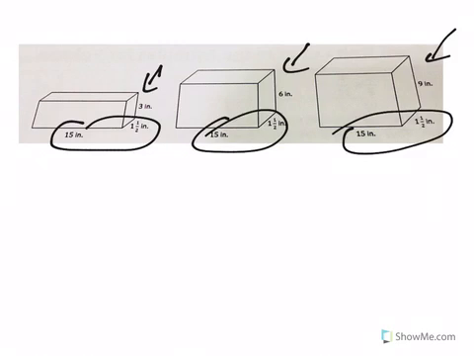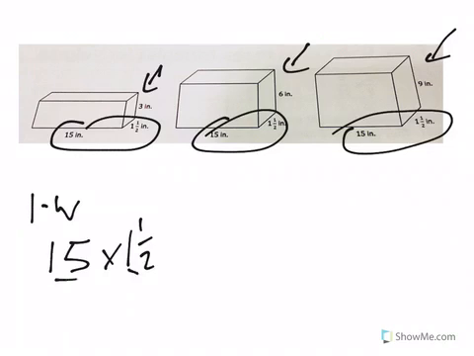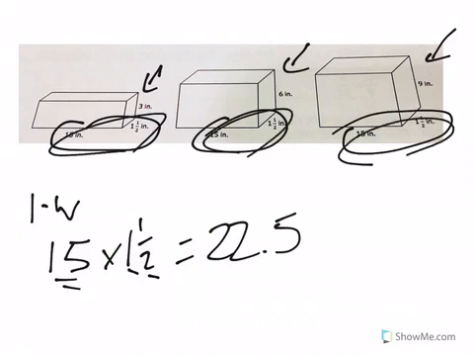And the area of the base would be length times width, which would be 15 times 1.5. I know 15 times 1 is going to be 15. I know 15 times 1/2 is 7.5, because half of 15 is 7.5. Add those two together, and we're going to end up with 22.5. So that's the area of the base for all three of these prisms.